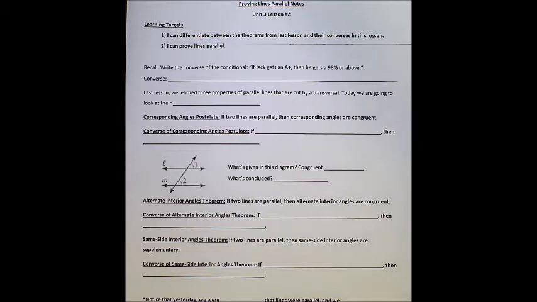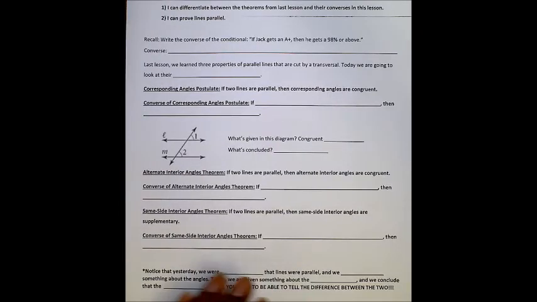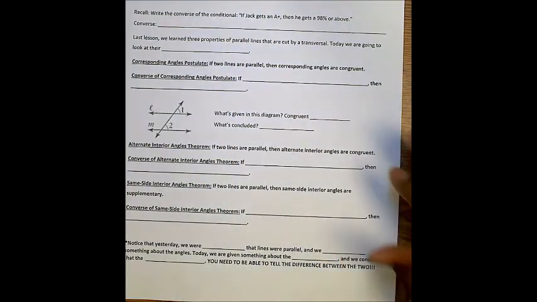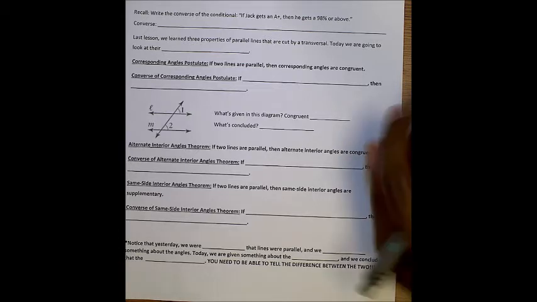The tool that you'll need today is being able to talk about converses, so let's recall that from last unit. Write the converse of the conditional: If Jack gets an A, then he gets a 98% or above. Remember that converse means we flip the hypothesis and conclusion.